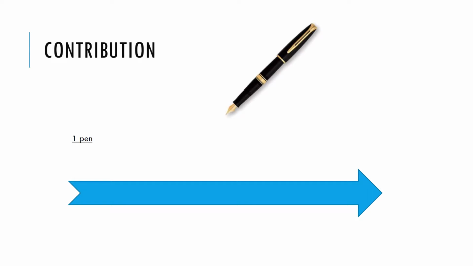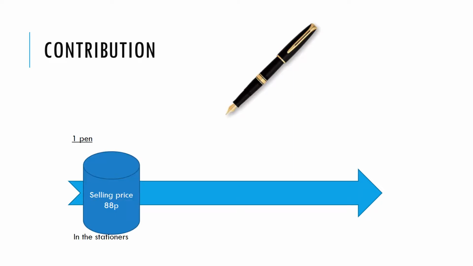This idea of contribution is probably best illustrated using an example. And in our example, we're going to think about a pen. Here it is, very fine pen it is. And in our stationers, we sell the pen for 88p. That is the price that customers pay for the pen. So the first thing to consider when we think about how much does each pen contribute is to say, well, what are the variable costs involved in making the pen?